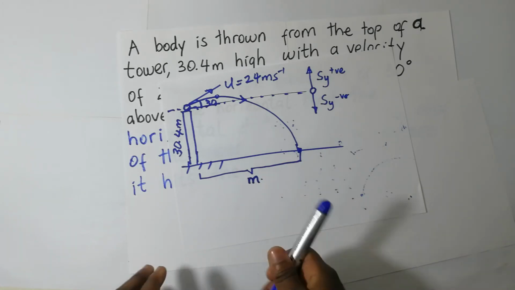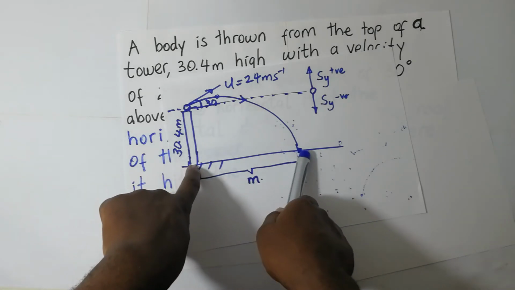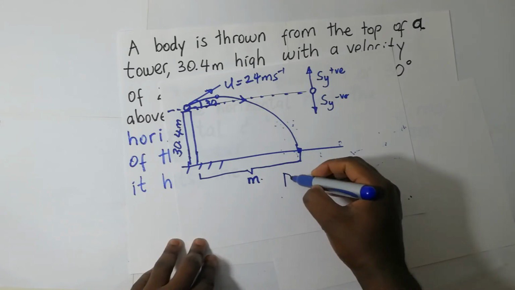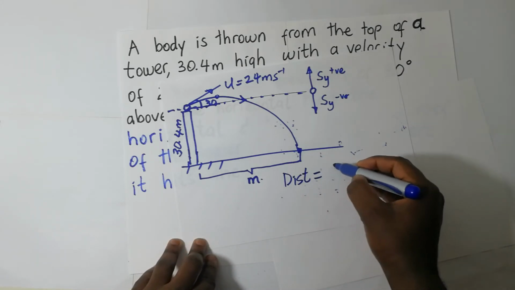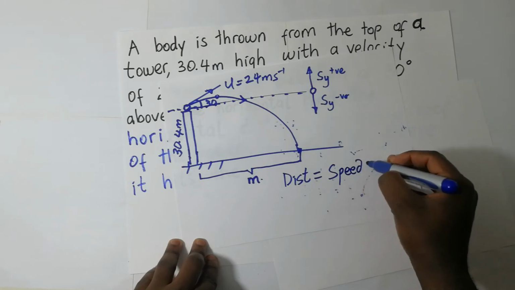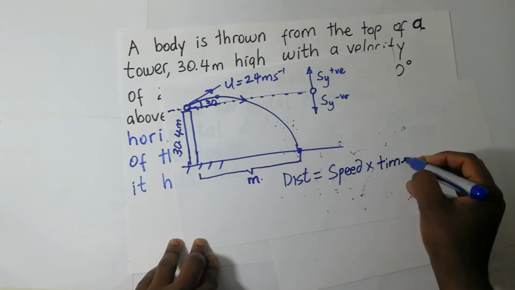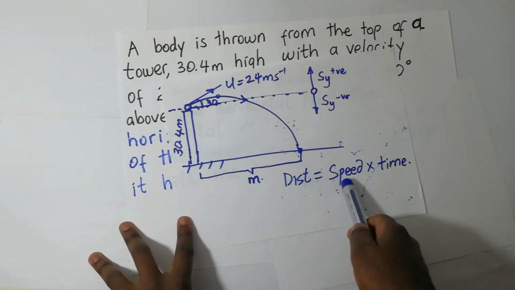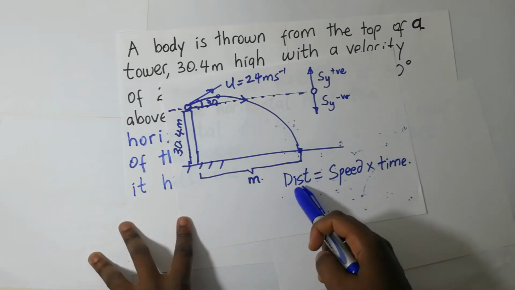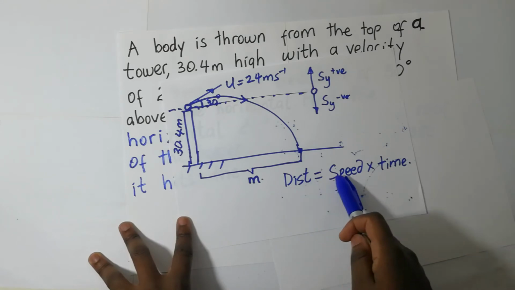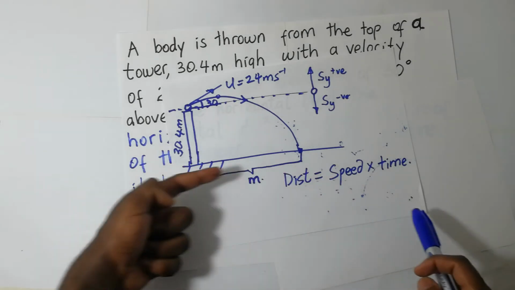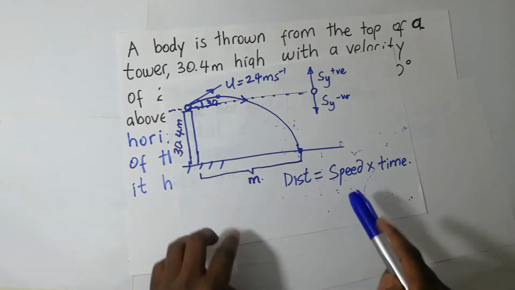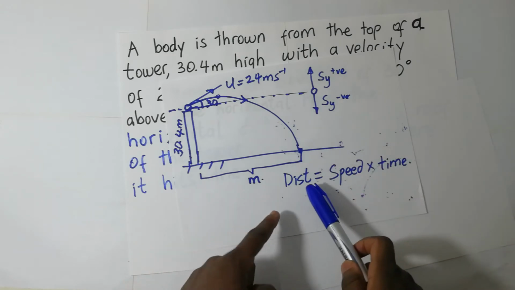Now, this is the horizontal distance that they want. And we know that this distance is given by speed times time. Distance is speed times time. So, we are looking at distance in the x direction. We are looking at horizontal distance. We are not looking at the vertical distance. The vertical distance would be this displacement, but here it is that.